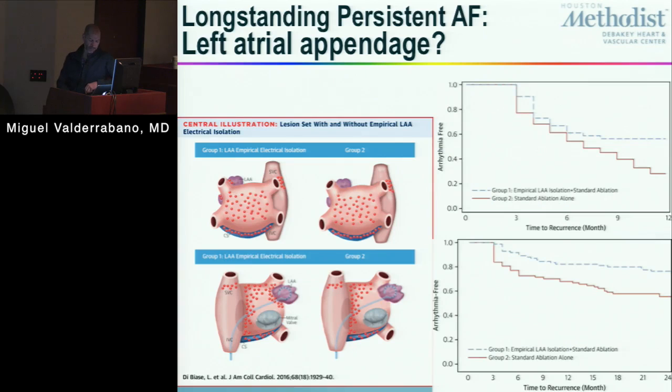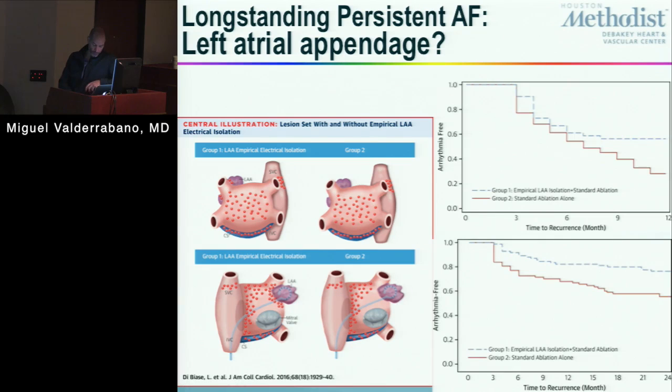Other people are trying to add more ablations, and this is the latest clinical trial, published 4 months ago in persistent AFib, looking at extensive pulmonary vein isolation combined with isolation of the left atrial appendage. That seems to be doing a better job, but it's just a reflection of ablating more and more and more. There's less tissue to fibrillate, with the potential problem of stasis in the appendage even when you're in normal rhythm.